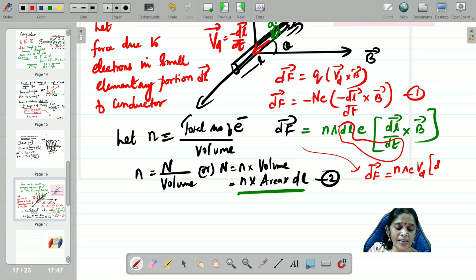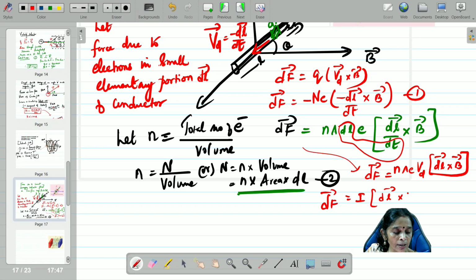What is n A e Vd, children? Come on, recap. Which lesson have you learned? Yes, current electricity you have learned. What is n A e Vd? I. So therefore, df vector is equal to current I into dl cross B. That's all. When you integrate, therefore, F vector is equal to I into L cross B.